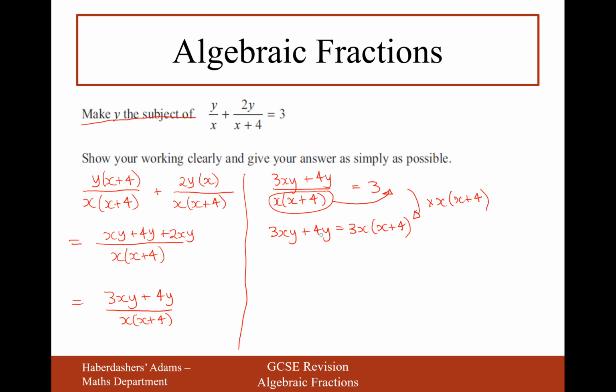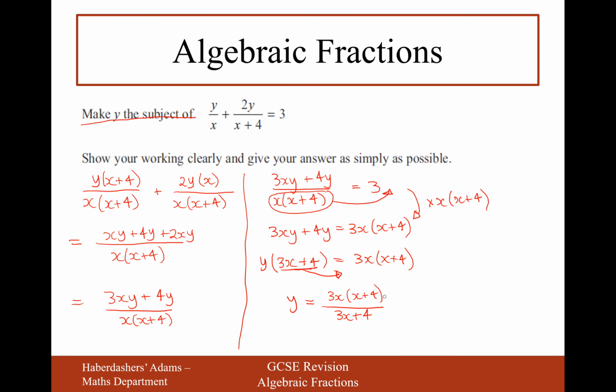Now we need to make y the subject. I think what I'll do here is I'll factorize y. Now make it 3x bracket x plus 4. And then divide by this bracket here. So I'm going to divide that onto the other side. So it's going to be y equals 3x(x plus 4) divided by 3x plus 4.